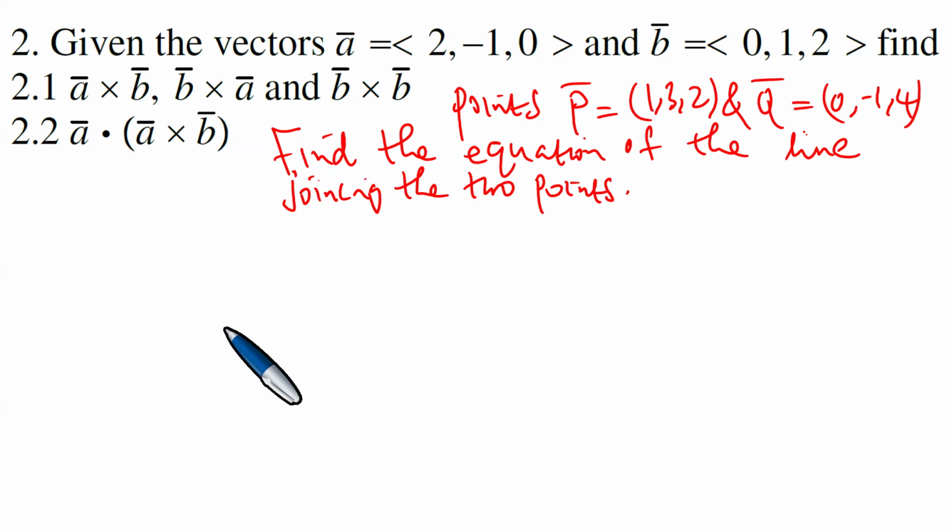Let me know when you're done, please. Then we shall discuss it together. Points P and Q. P has the coordinate 1, 3, 2. Q has the coordinate 0, -1, 4. Find the equation of the line joining the 2 points.